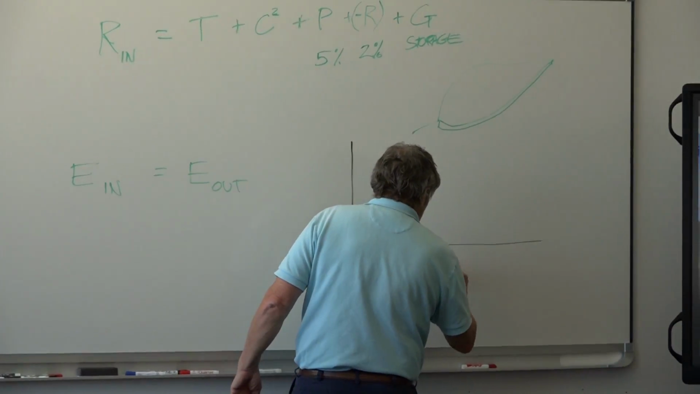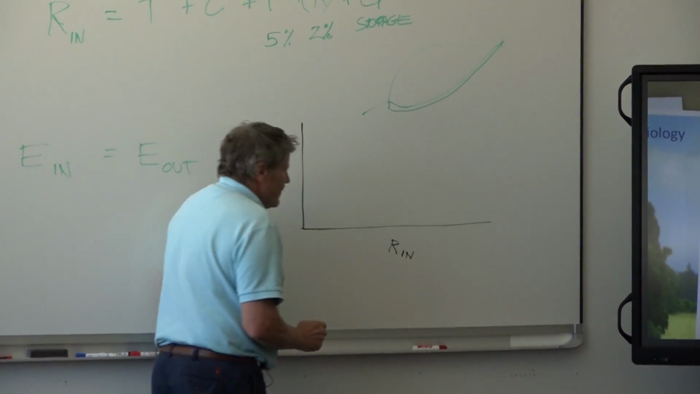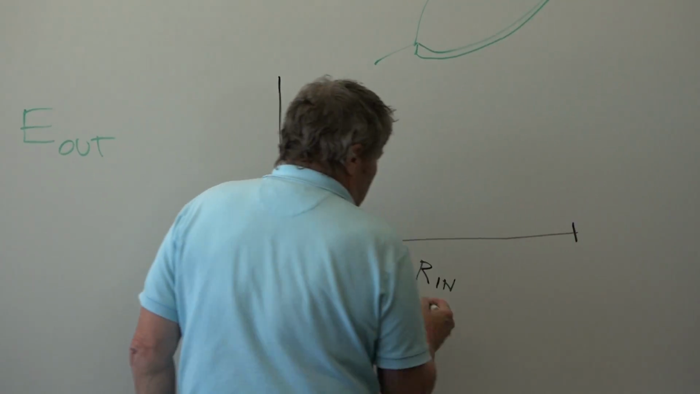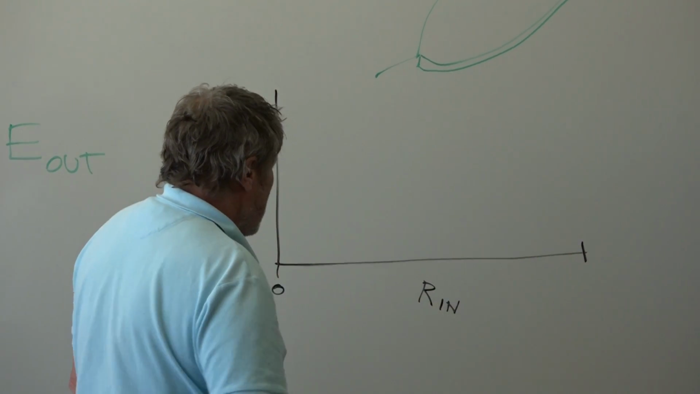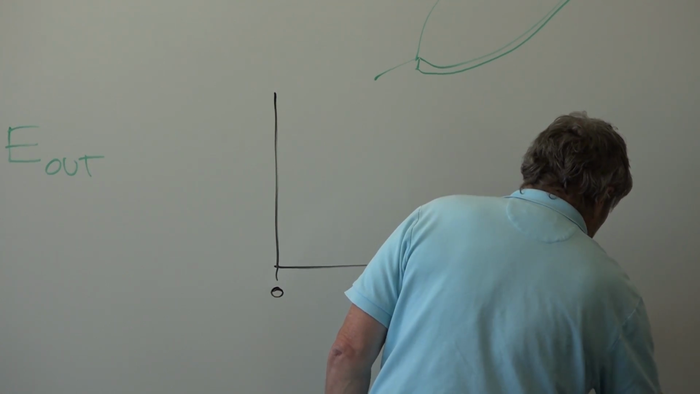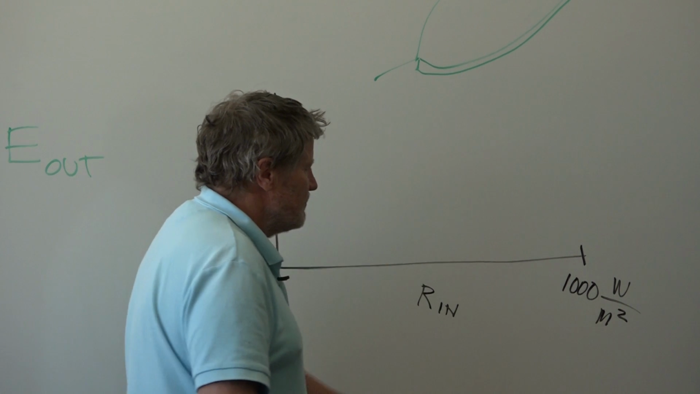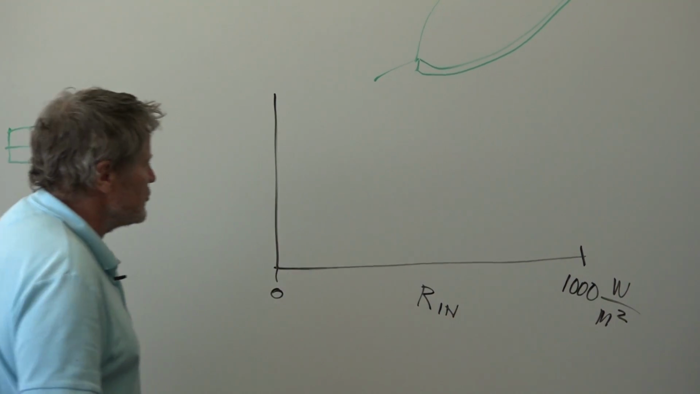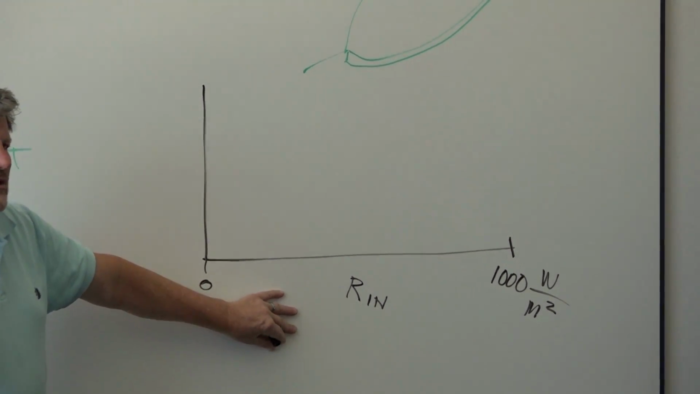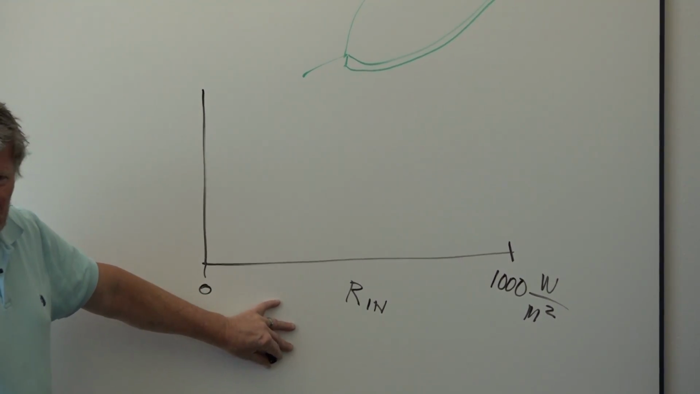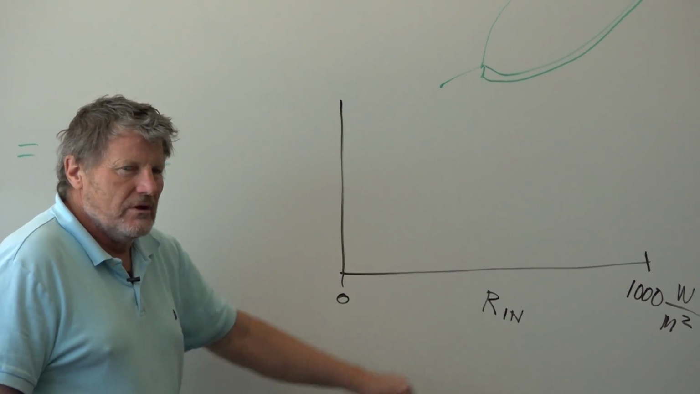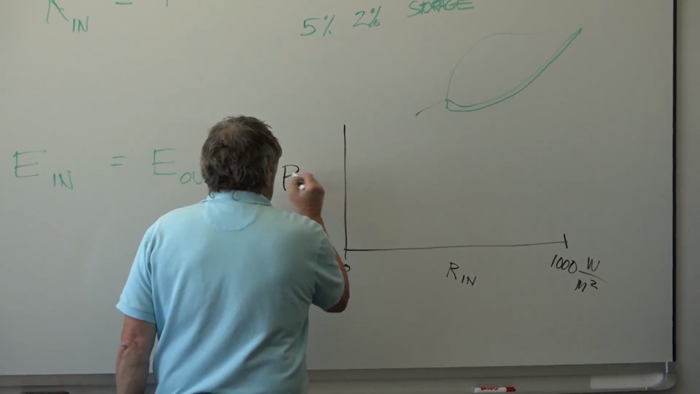But here's radiation in, and here's 0. So it's dark, and we get up here to, let's say, 1,000 watts per meter squared. This would be typically full sunlight on a summer day. Now, normally we do this graph with just photosynthetic radiation with photons, but for these purposes, this is okay. We've got energy coming in, and over here we're going to have photosynthesis.